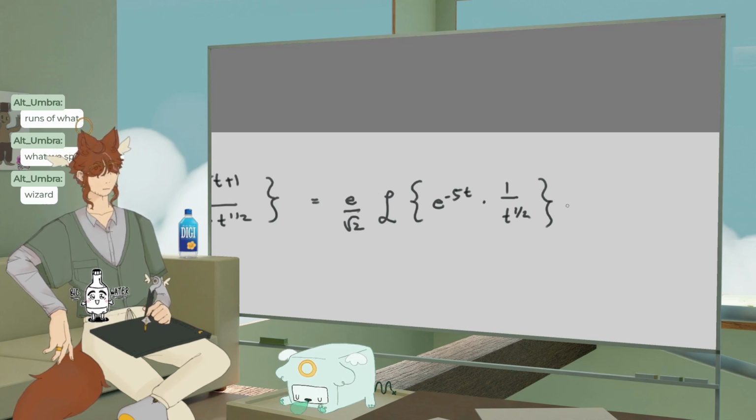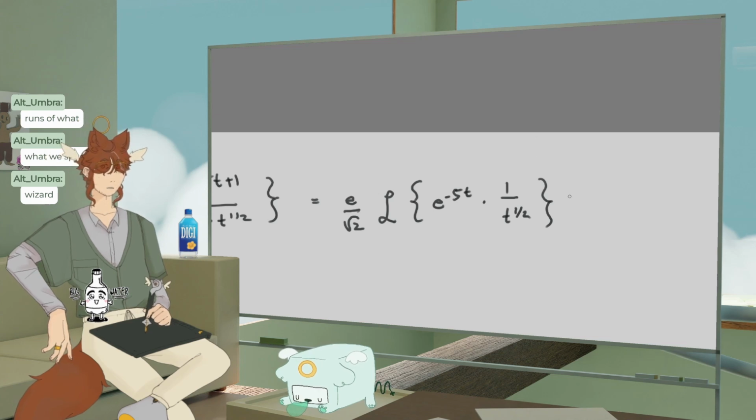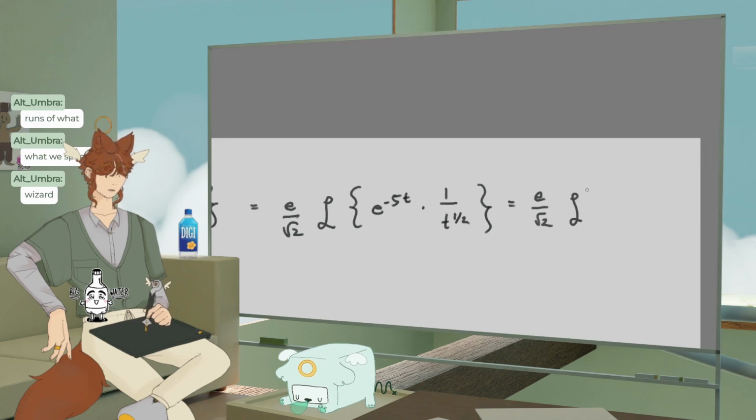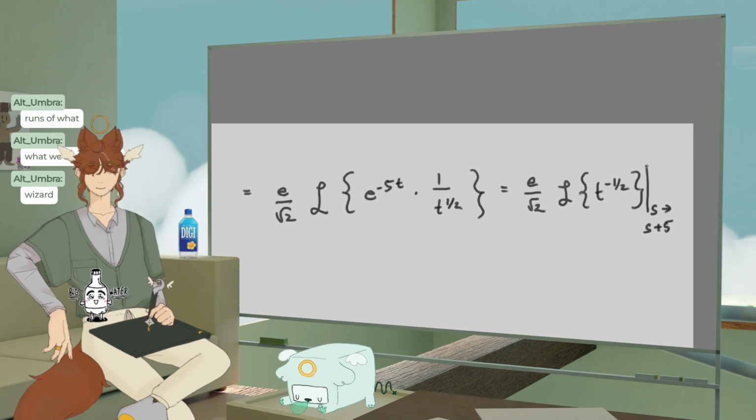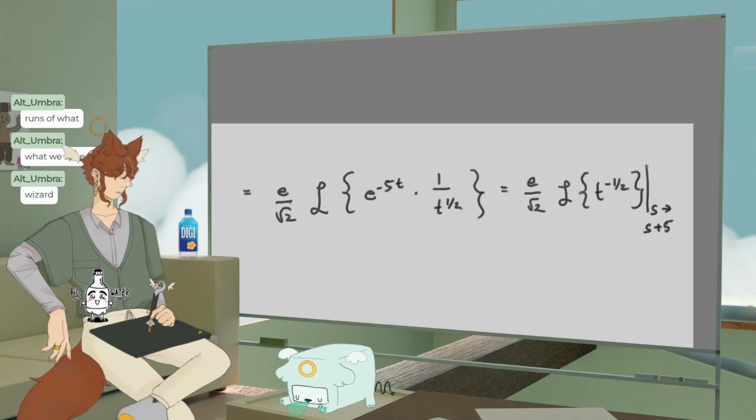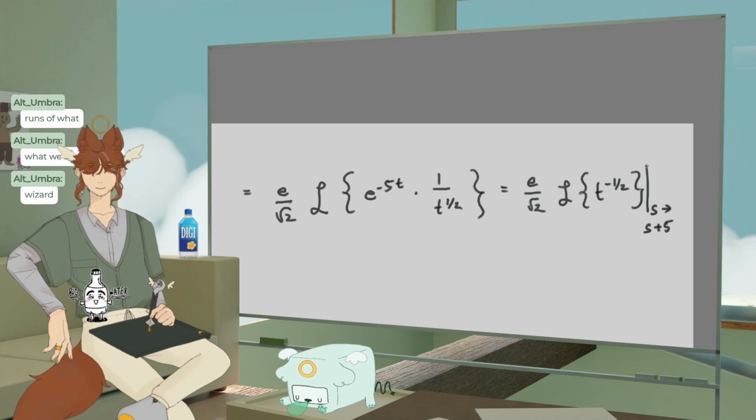So if we want to get rid of that e to the negative 5t, that's gonna shift it to be e over square root of 2 Laplace of, I guess, t to the negative 1/2, we can do that. But we're gonna replace s with s plus 5. Because it's going to be minus... Wait, is it s plus 5 or s minus 5? Wait a second. Important. I don't want to do all of these wrong.